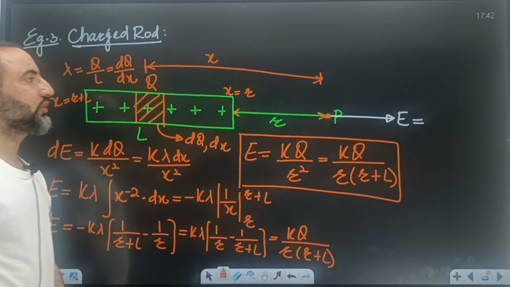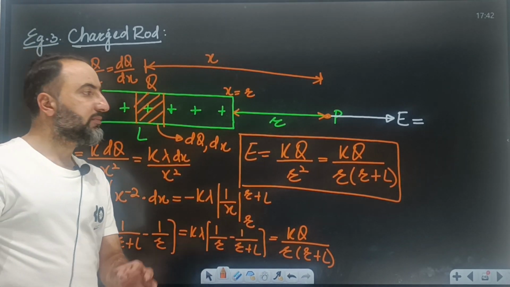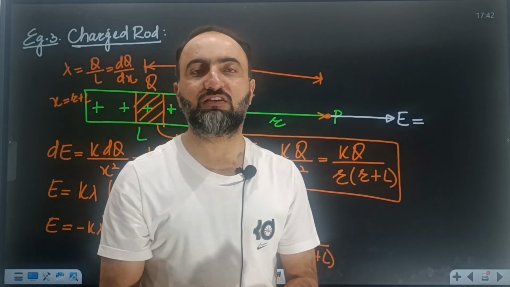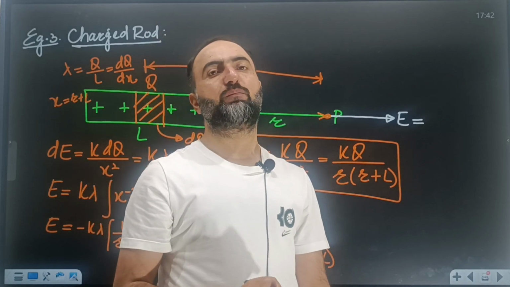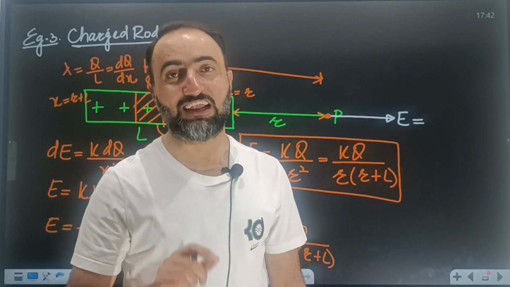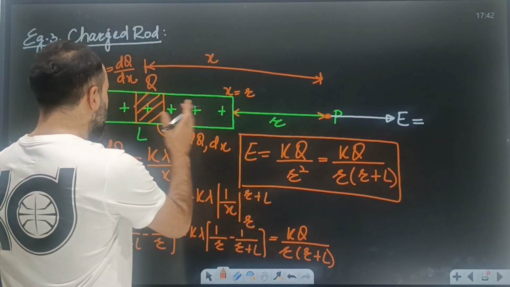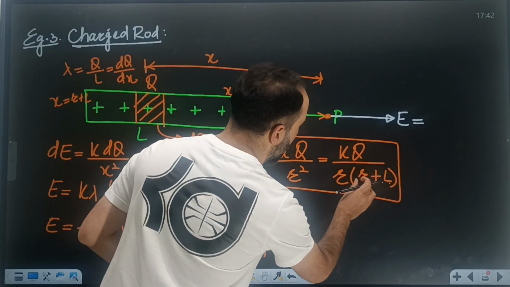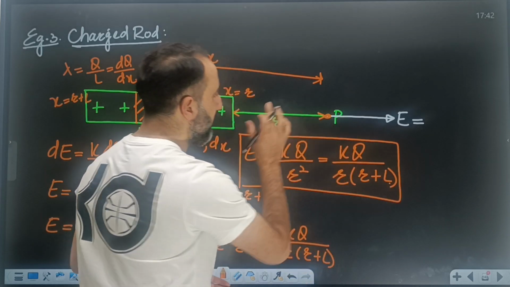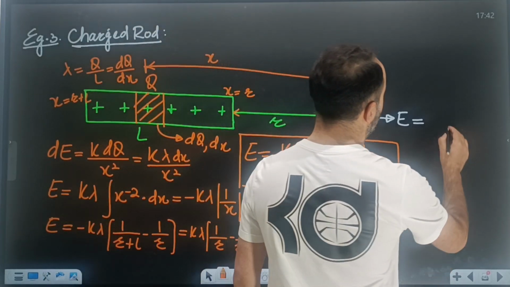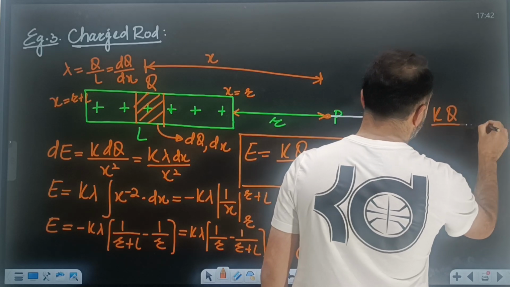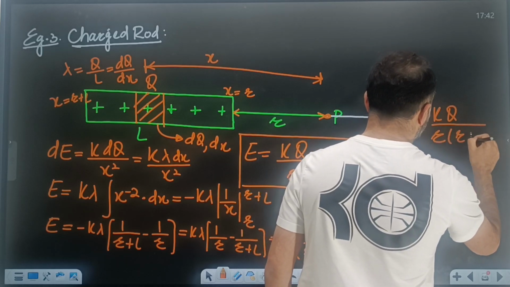This is the electric field due to this charge. Now how will you remember it? What is the electric field due to the point charge? Sir, that is kq by r square. Replace this r square with what? r into r plus l, such that if this rod is a point charge, its length is 0, r plus 0 is r, r into r is r square, so this becomes kq by r square. So the electric field due to the charged rod is simply kq divided by r into r plus l.